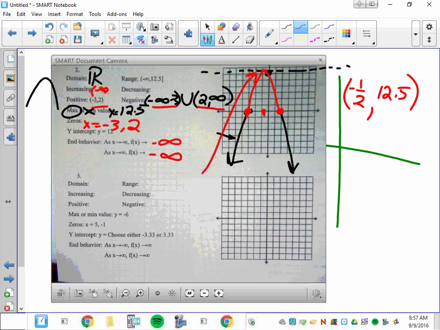And it's really common here for you guys to say 12.5. Don't look at the y values, look at the x values. What is the x coordinate of the maximum? Negative 1/2. And if I know increasing, then decreasing is just everything else. So decreasing should be negative 1/2 to infinity.